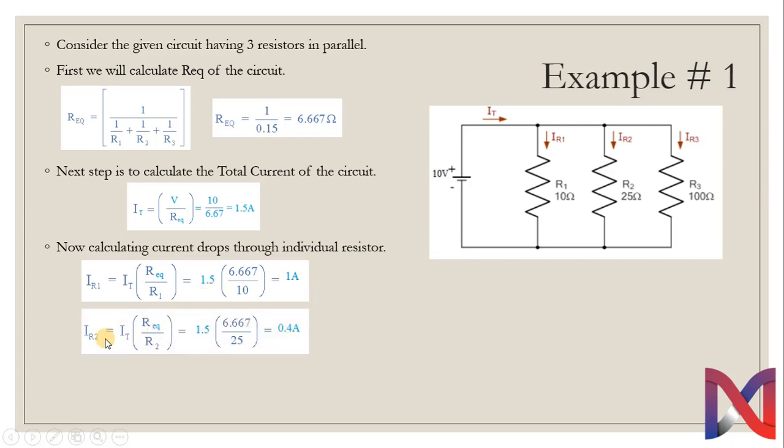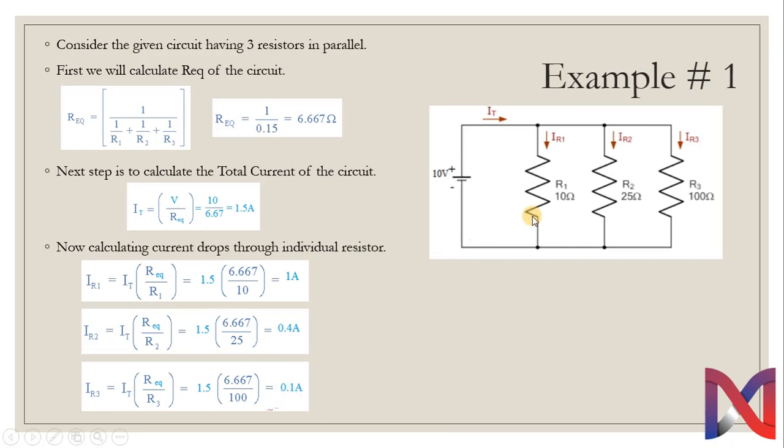Similarly, we get IR2 as IT multiplied by R equivalent divided by R2: 1.5 multiplied by 6.67 divided by 25. We get our current as 0.4. Now through I3 we get IT multiplied by R equivalent divided by R3. We get our current as 0.1 ampere.